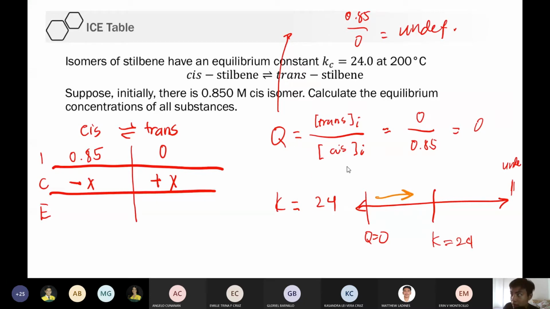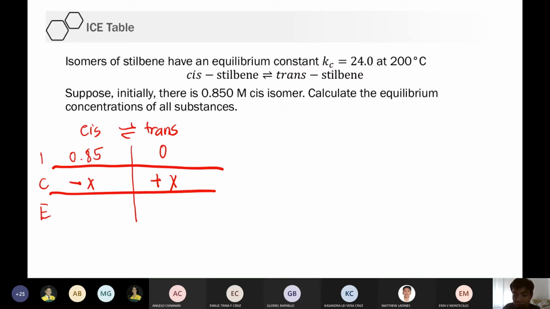Hindi ko na ginagawa to actually. Mental na lang. No? What if, sir, what if may numbers yan? Di gamitin mo yung reaction quotient. Wala na akong shortcut na magagawa doon. Gamitin mo na talaga yung Q. Okay? Kunwari ito, 0.1 molar. Di solve mo na yung Q. Okay? Para mas clear.